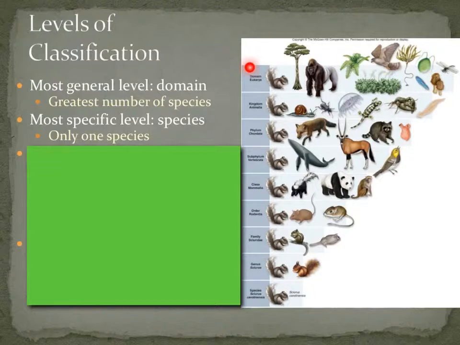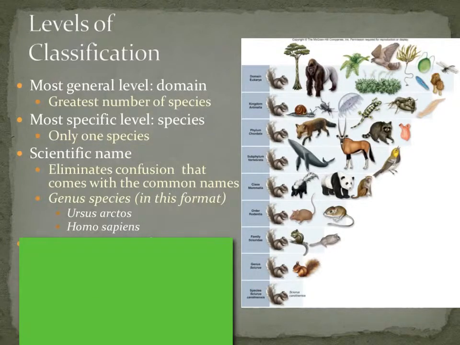So you've got plants and animals in here, all different types of animals, but you also have things like fungi and insects and unicellular organisms, so pretty much everything. It's a very broad level. This is going to have the greatest number of species. And as we move down in levels of classification, we become more and more specific until we get to the species level, which is going to be just one, right? This is going to be the most specific level of classification.